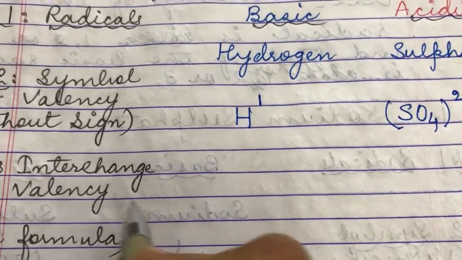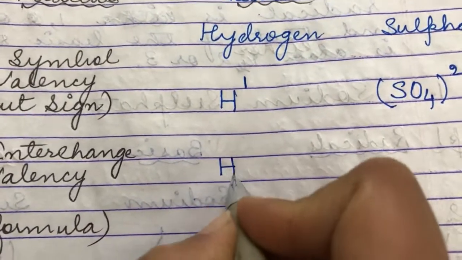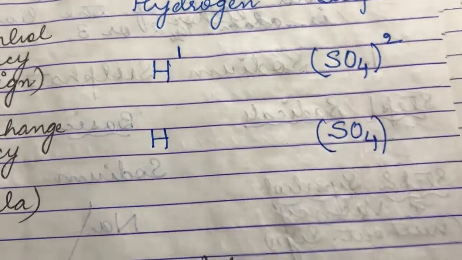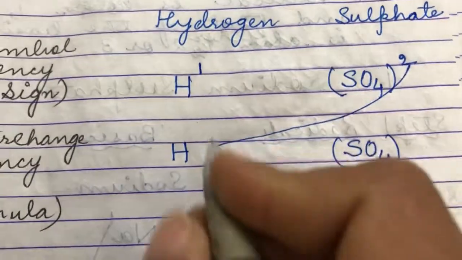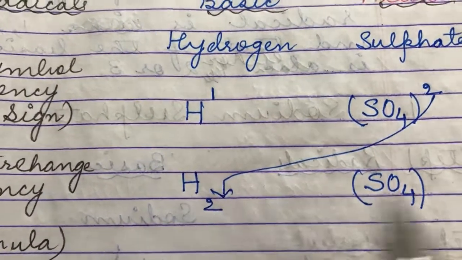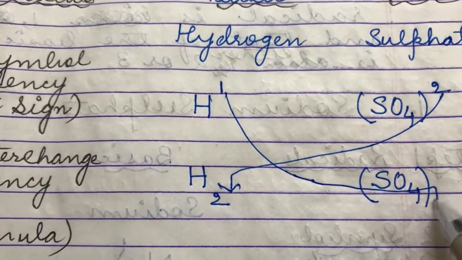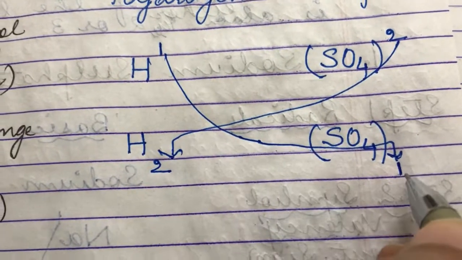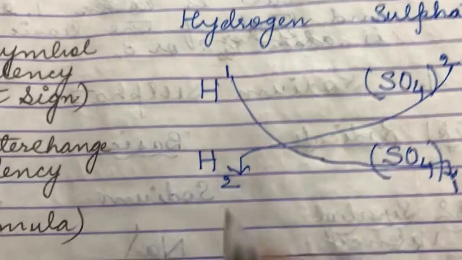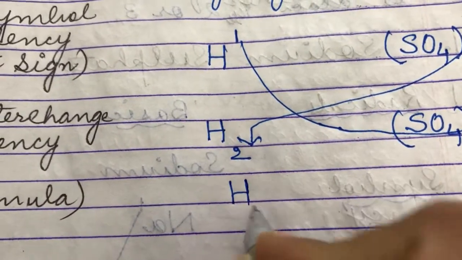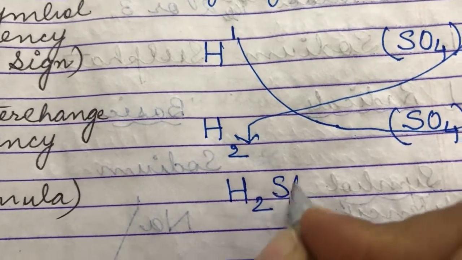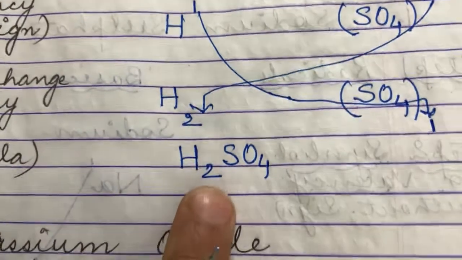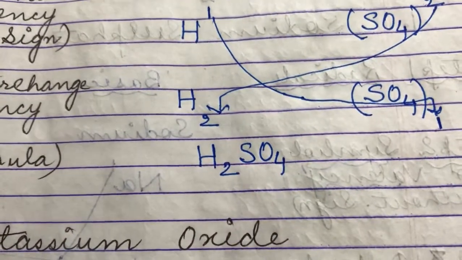In the next step, we interchange the valency. When we interchange, we write H as it is. We write SO4 as it is, put in a bracket. This 2 comes down here in the subscript of hydrogen. This 1 comes down here in the subscript of SO4. Children, please make sure you put the 1 after the bracket. In the final formula, our answer becomes H2SO4. Again, we need not put a bracket over here because it is only 1. So the formula for sulfuric acid is H2SO4.